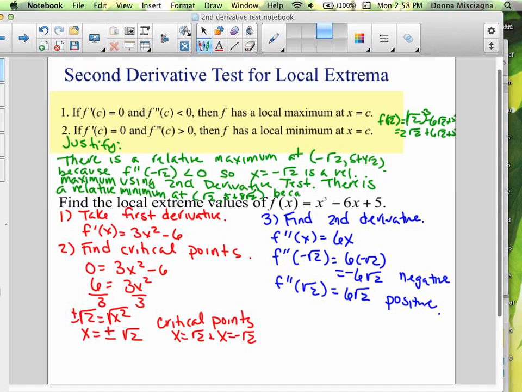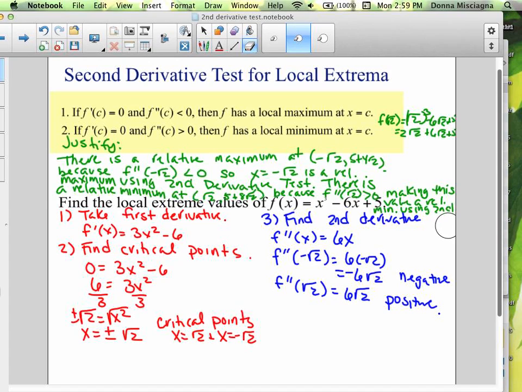Because f double prime of square root of 2 is greater than 0, making this value a relative minimum using second derivative test. There, I squeezed it in. And an abbreviation.